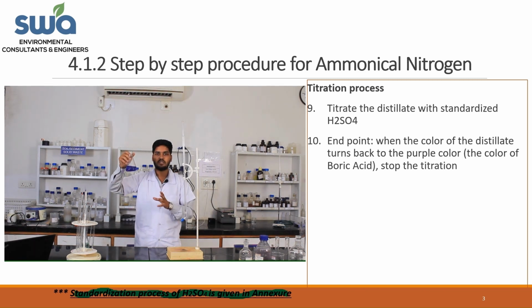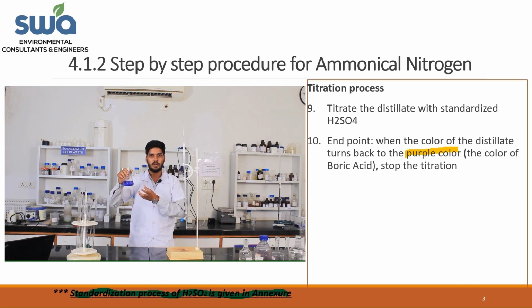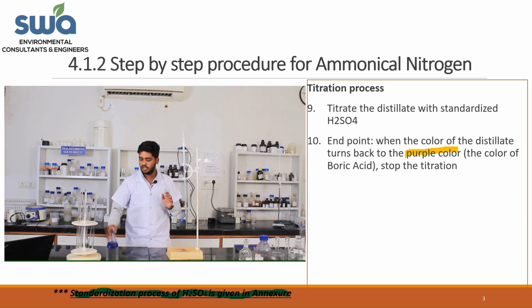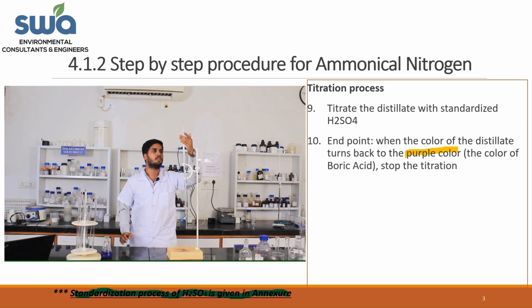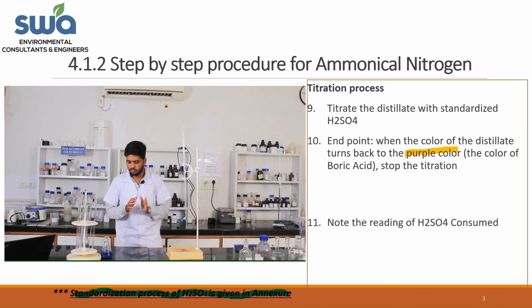So as you can see, the purple color is visible. The endpoint of titration is the purple color. The ammonia which is present in the sample will get neutralized by the H2SO4 and the color of boric acid will appear again. So whenever the boric acid color appears, stop the titration and note the reading. Here we can see the reading is 3.4 ml. Now we will note the reading.